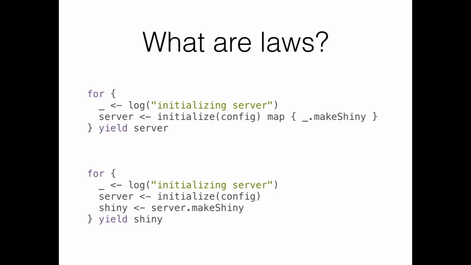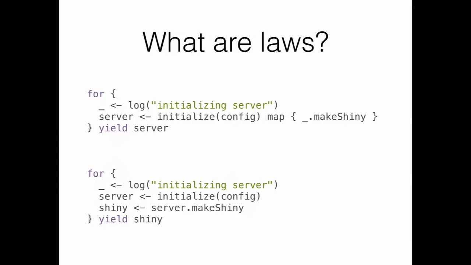And I can tell you that without knowing anything about the implementation of log or the implementation of make shiny, or any of the other functions that are on the screen that I can't remember the name of because I wrote the slides very late. And I know that these are equivalent, because they are defined to be equivalent because we have a law which says they are equivalent. And this has nothing to do with the implementation of for comprehensions either, right? It's not a desugaring thing, it's a law.